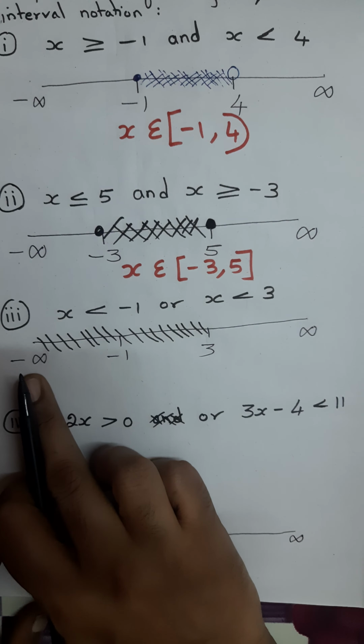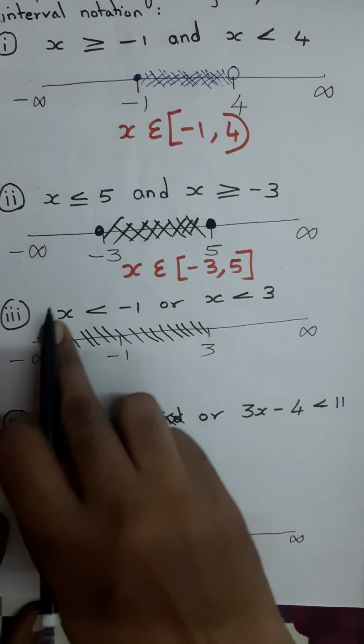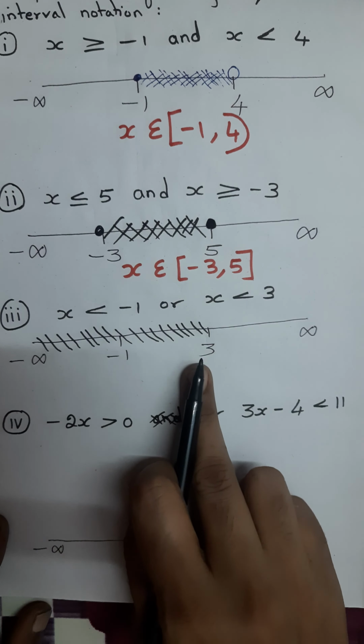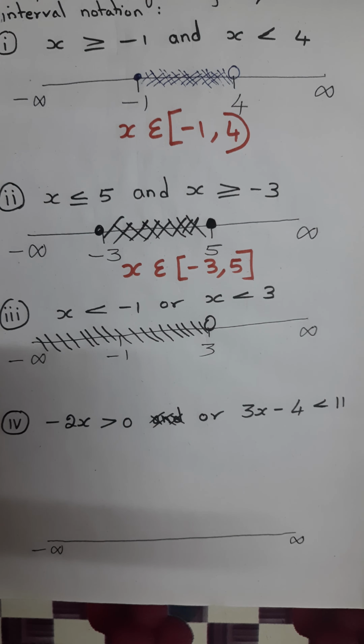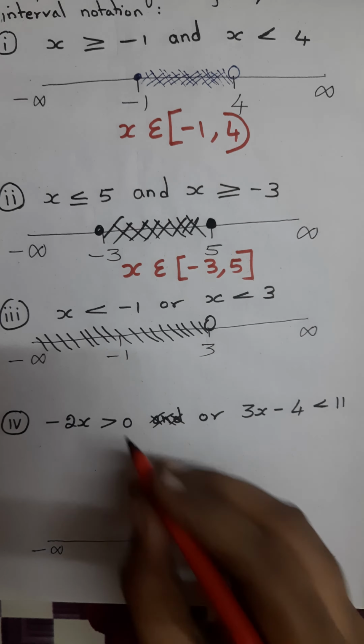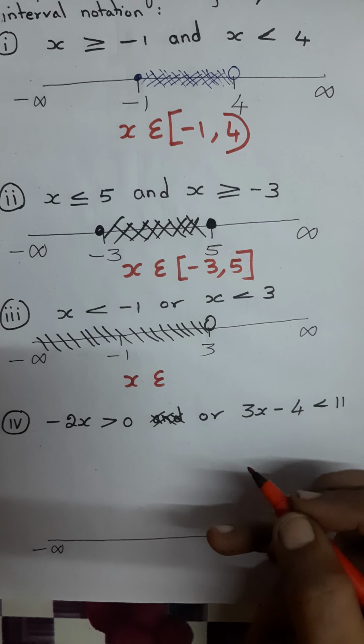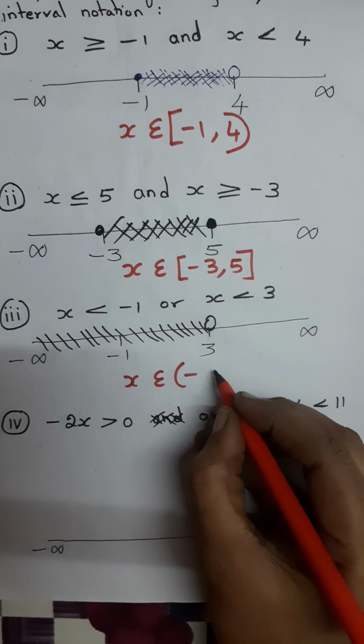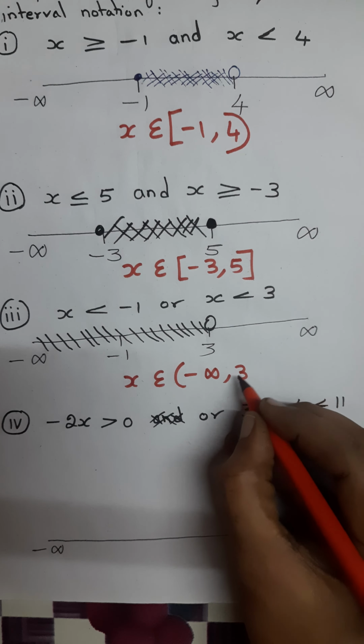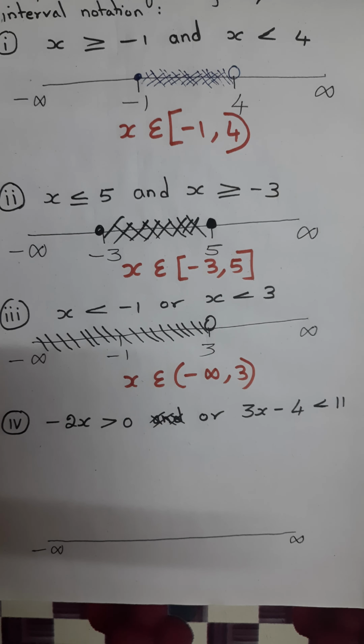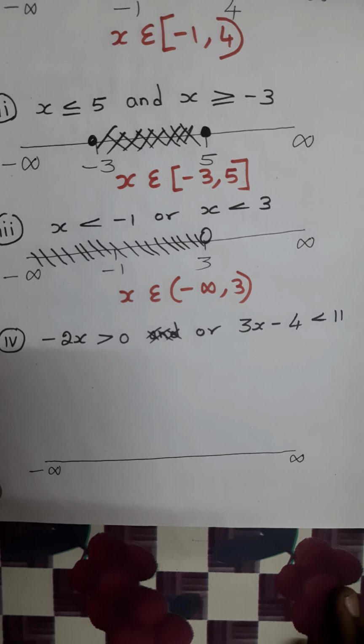So you can see now the shaded portion is from minus infinity to 3, but 3 is not included because I don't have the equal to symbol. So our answer is the region between minus infinity and 3. Both minus infinity and 3 are not included. So how I should write the answer is: x belongs to open interval minus infinity comma 3, open interval.